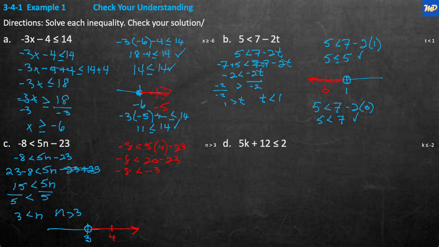Okay, and now we pick the 4 and put the 4 in there and try with the 4. So now we're going to say negative 8 is less than 5 times 4. Oh, I did the 5 times 4. Oh, I'm sorry, I already did that. Oh, excuse me.